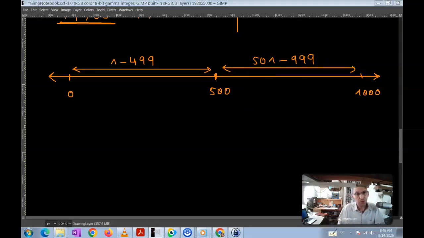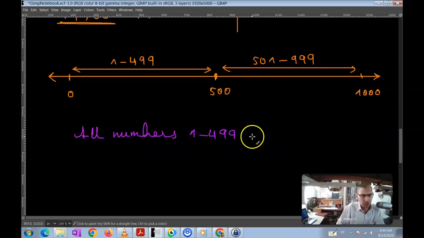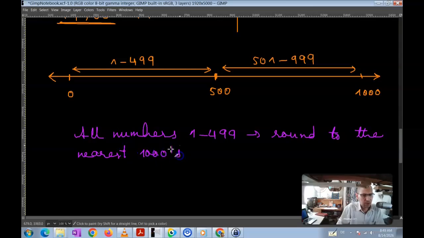And of course you already know that when you want to round to the nearest thousands, all numbers 1 through 499, since they are all much closer to 0, you would round down to 0. Okay, so that's one thing.